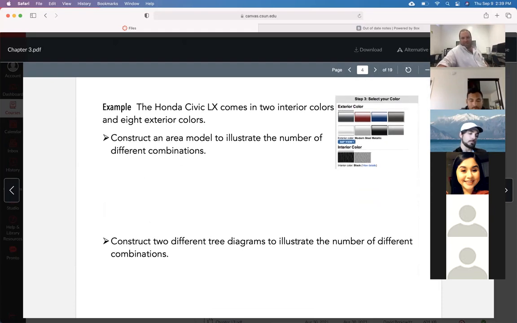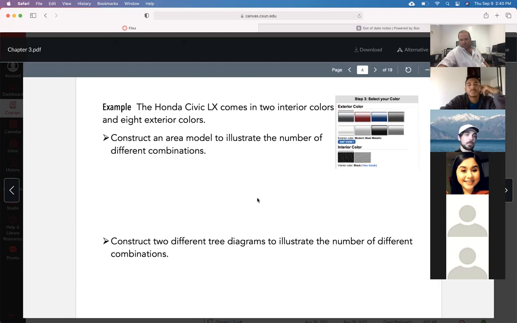So here's another example. The Honda Civic LX comes in 2 interior colors and 8 exterior colors. Without actually doing anything, how many options do we have here? 16. 16, 2 times 8, correct? Yes. Now, without actually constructing it, would we be able to make an area diagram here? Yes, it shouldn't be a problem, correct?